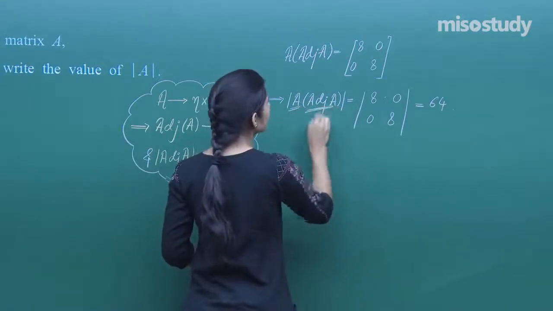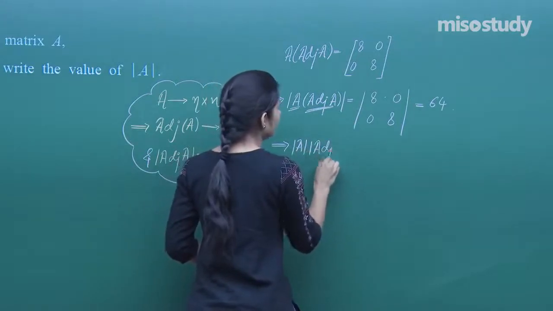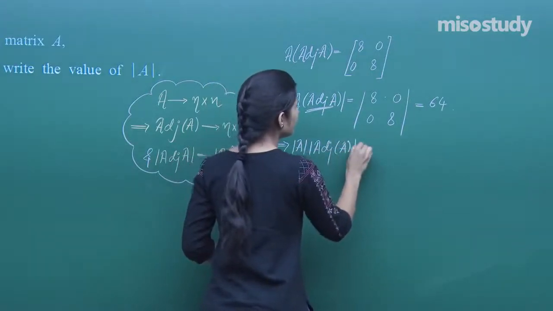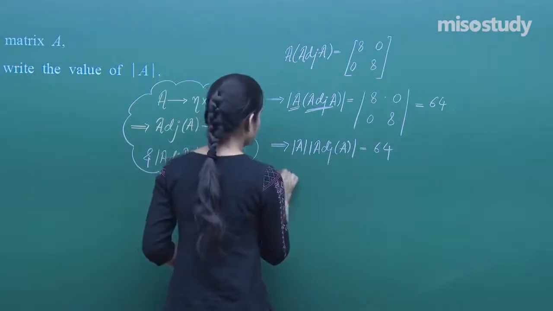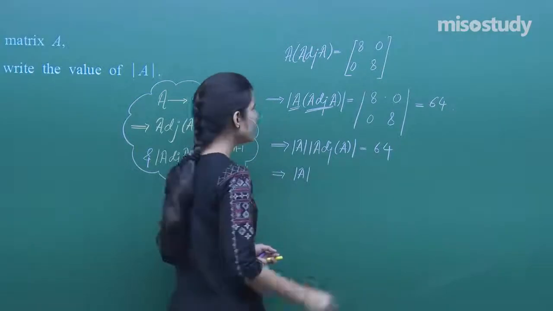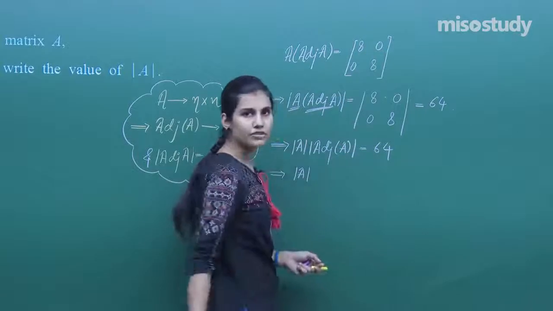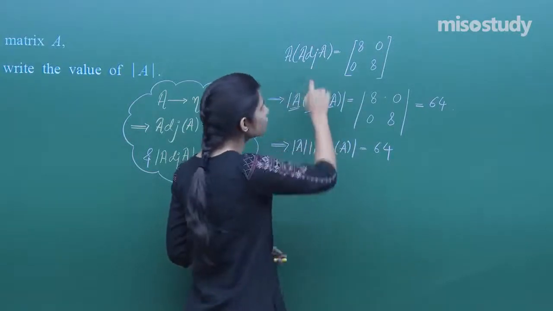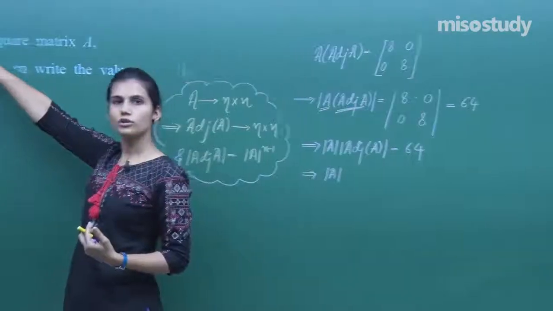This is one matrix, this is one matrix. This is determinant of A into determinant of adjoint of A, which is equal to 64. This is determinant of A. What is determinant of adjoint of A? A is a square matrix of order 2. Basically, this is coming out to be a 2 cross 2 matrix, clearly this is 2 cross 2, this is 2 cross 2, right? That is what is given to me. A is a square matrix of order 2 cross 2.